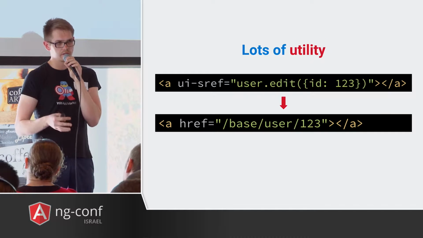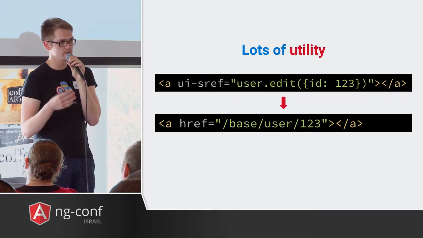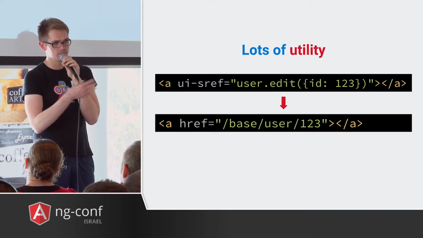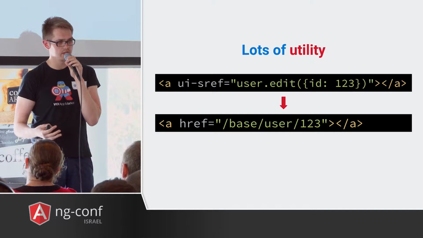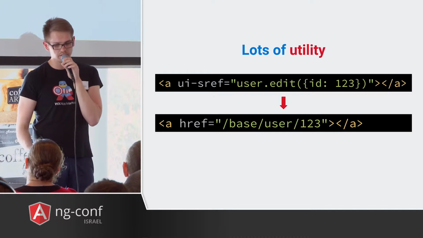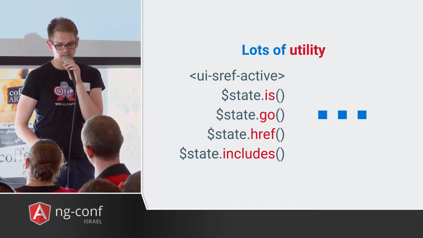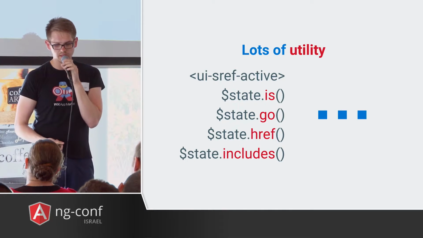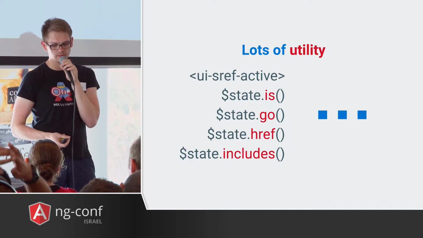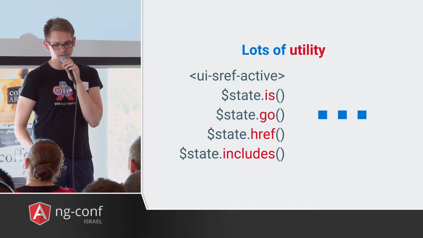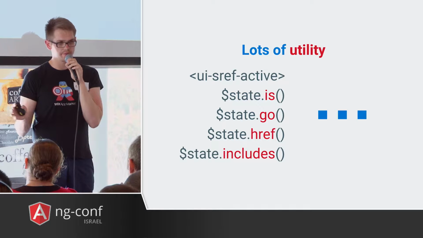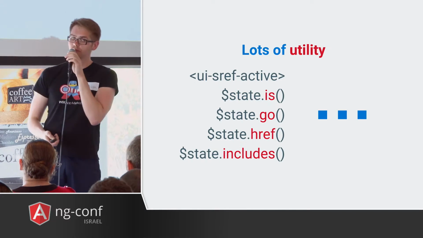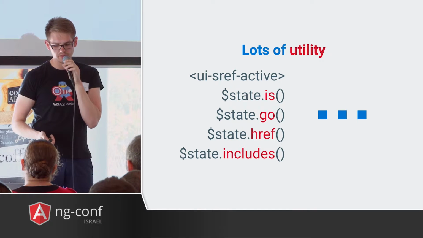Another thing that your router provides is lots of utility. So things like UI-sref, which, as I mentioned, allows you to point to state directly. Another thing is UI-sref-active, which allows you to mark the state active and use classes to style your app. There's also things like $state.is, go, href, and all that, which I won't get into, but they're usually very, very useful to us as application developers.